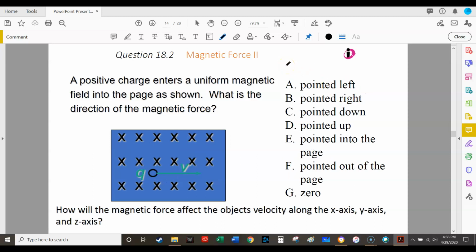Let's try another one. Now this positive particle is moving to the right, and again the magnetic field is still pointed into the page. So go ahead and pause the video and try this one out.